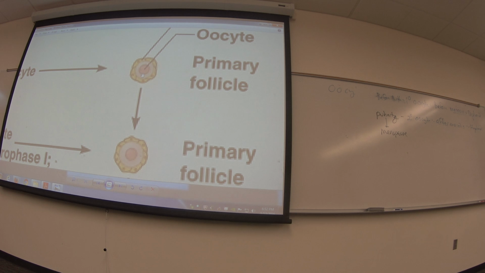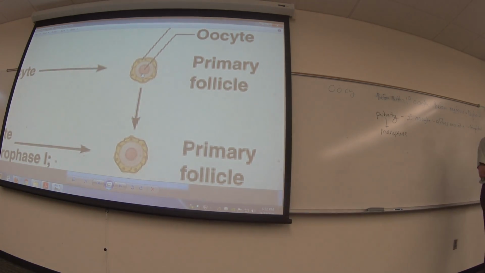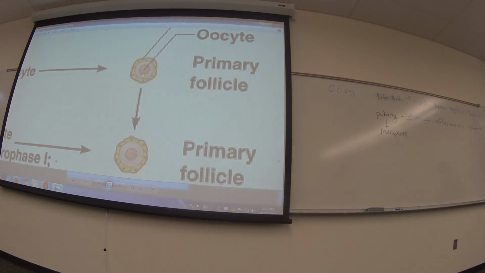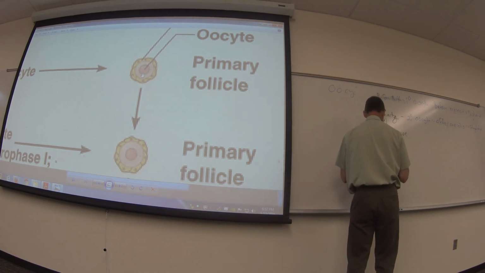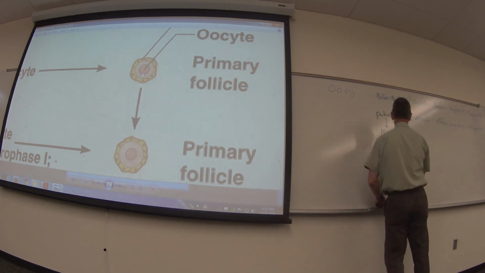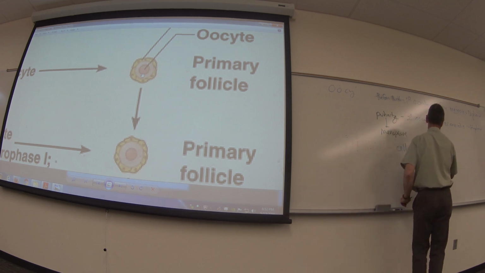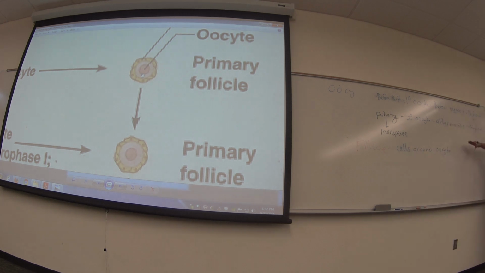So now we have these other words. What is this yellow stuff around the egg? Look at the F word up there. Follicle. So the F word of the day, follicle. Tell me where it is. Around the egg. So the follicle is cells around an egg, or to be fancy, cells around an oocyte. So the oocyte is the egg. The follicle is not the egg. The follicle is what's around the egg.